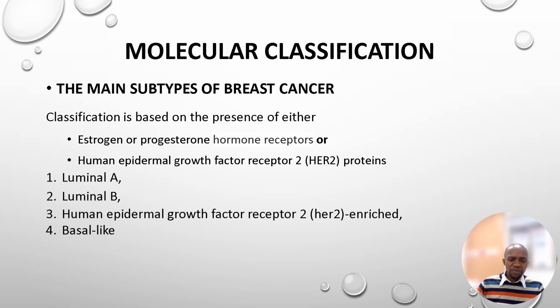We also have another form of classification called molecular classification. Our understanding of breast cancer has changed as a result of the discovery of 4 molecular subtypes by gene expression profiling, namely Luminal A, Luminal B, human epidermal growth factor receptor 2, and basal-like. This classification is based on the presence of estrogen, progesterone, and human epidermal growth factor receptors.